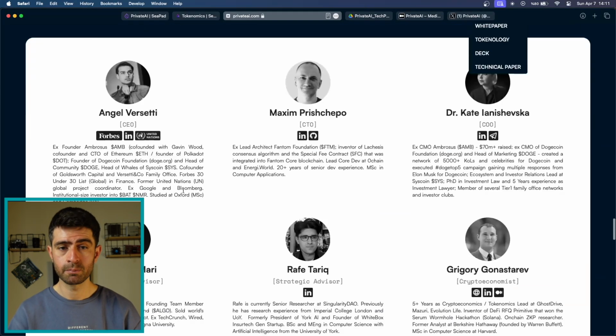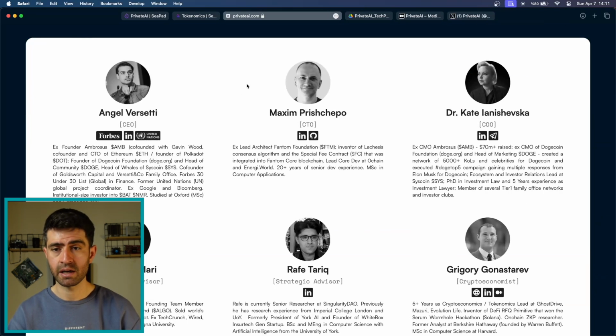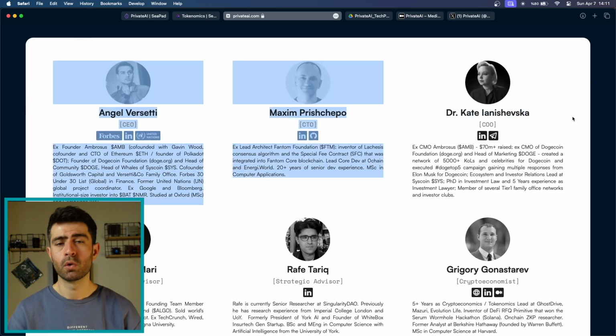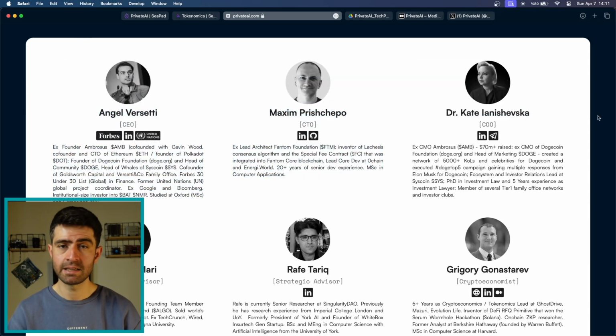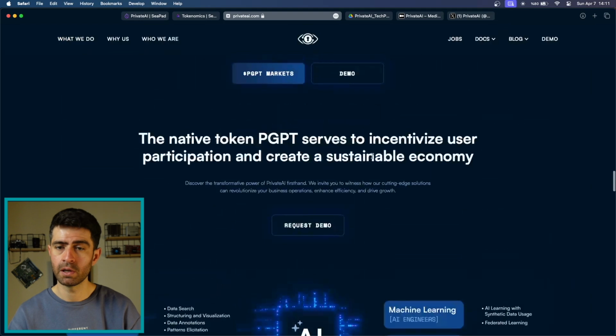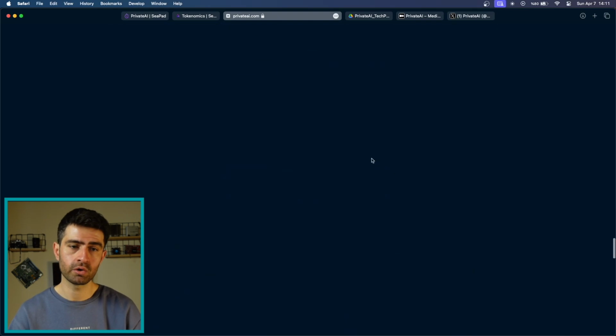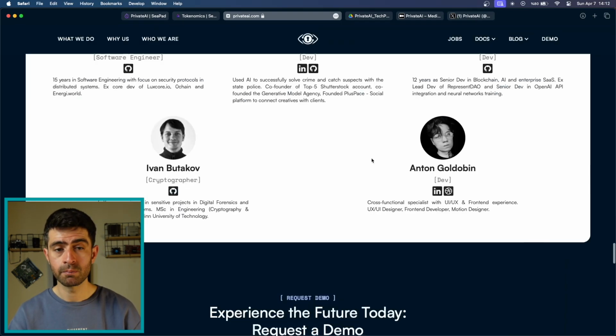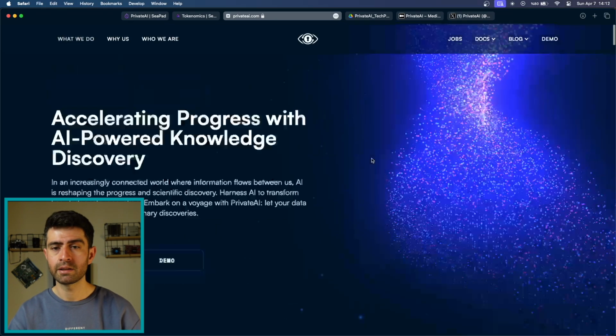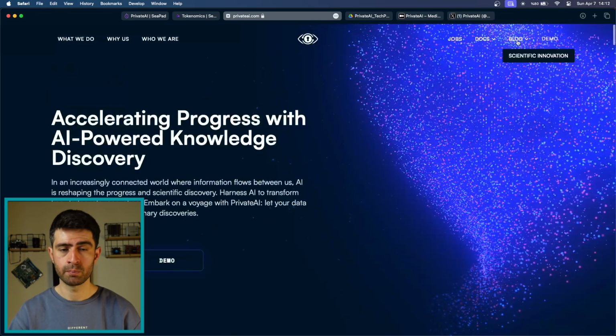The PrivateAI team comprises industry experts with a proven track record of success in crypto projects, many of which achieved unicorn status. Notable team members include Angel Versetti, CEO, with a background in founding and leading successful projects, and Maxim Prischepo, CTO, known for his contributions to the Phantom Foundation. PrivateAI also has secured partnerships with leading organizations such as Microsoft for Startups, Singularity DAO and Vault Inu, among others. PrivateAI's commitment to transparency, community involvement, and innovation sets it apart from other platforms in the field.